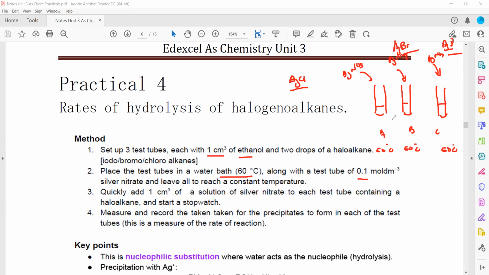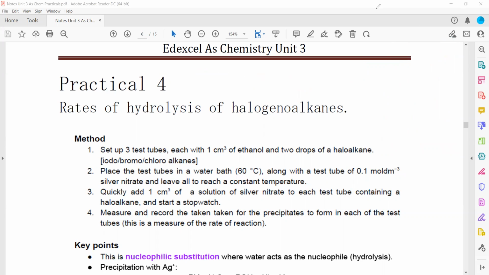The one which forms the precipitate faster means the hydrolysis is occurring at a faster rate, because the rate of the reaction is inversely proportional to time. So if it occurs in a short time, it means it has a faster rate.